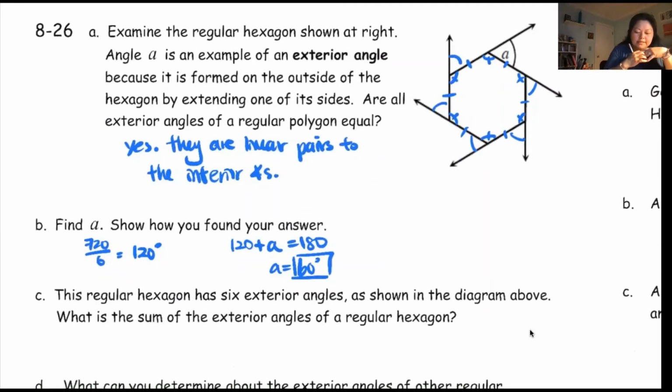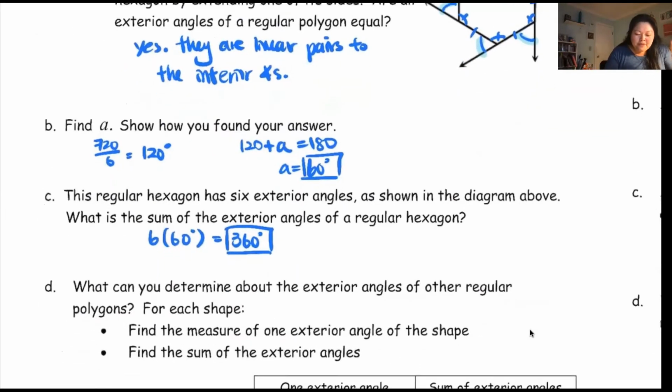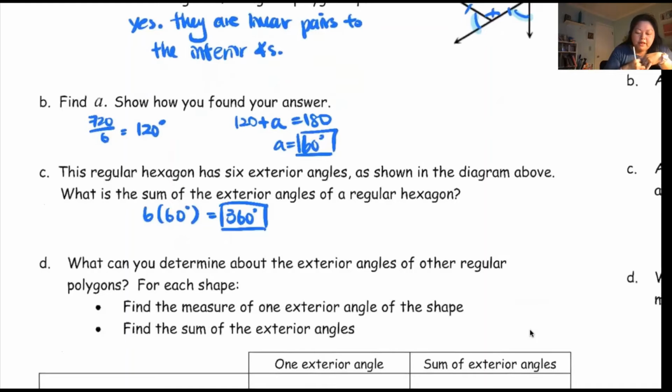This regular hexagon has 6 exterior angles as shown on the diagram above. What is the sum of the exterior angles of a regular hexagon? So if each A measures 60 degrees, how many A's do I have? I have 1, 2, 3, 4, 5, 6. Okay, so I have 6 of them, each measures 60 degrees. 6 times 60, 360 degrees. 360, isn't that the measure of a circle? Again, coincidence, maybe.